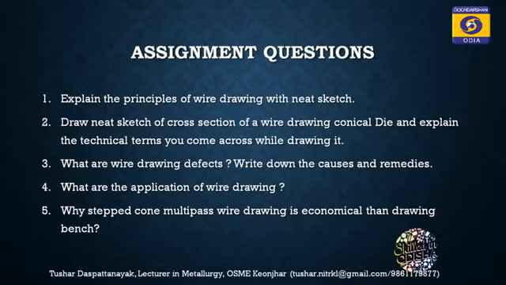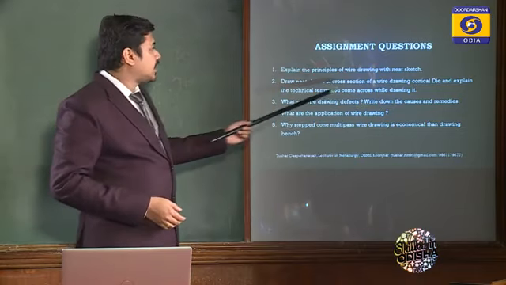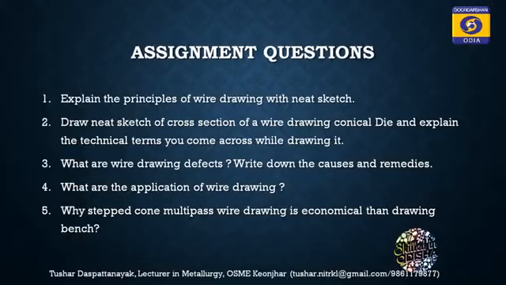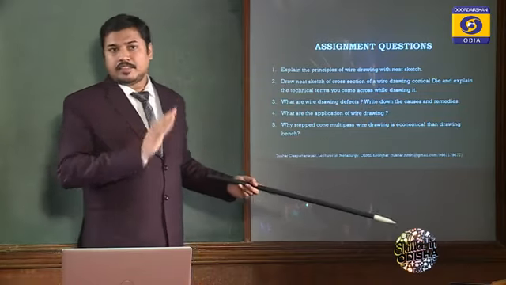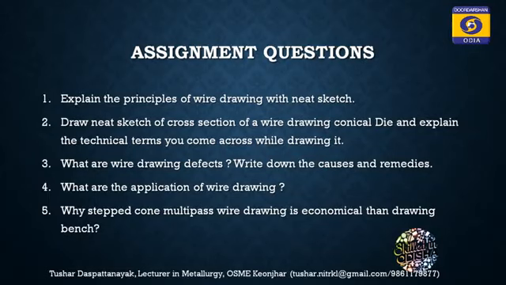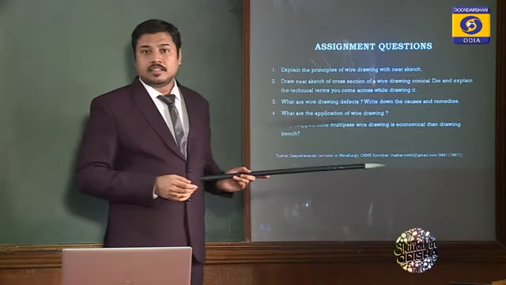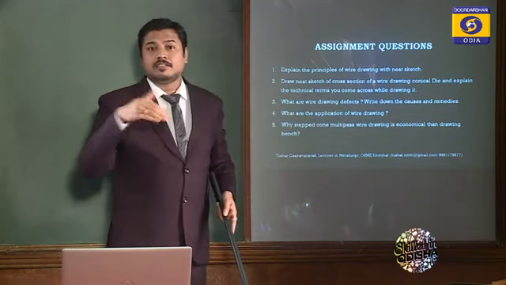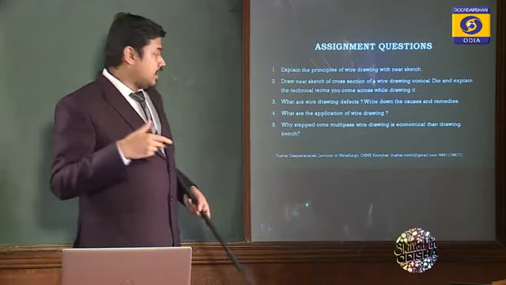There are assignment questions for you. Explain the principle of wire drawing with a neat sketch. Sketch is very important, as I mentioned. Draw a neat sketch of the cross section of a wire drawing conical die and explain the technical terms you come across while drawing it. What are wire drawing defects? Write down the causes and remedies that I explained. What are the applications of wire drawing? I have shown you in the first slide. Why is stepped cone multipass wire drawing more economical than drawing bench? I have already told you why this is economical.